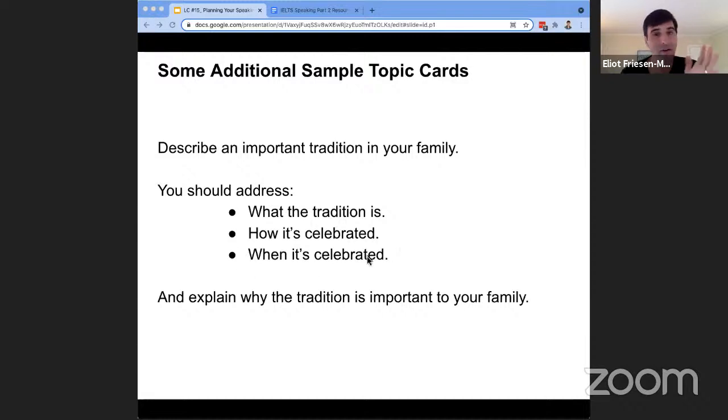When it's celebrated, that's a shorter answer, but the second bullet point in particular might require a little more detail. Why the tradition is important in your family, oh boy, now I have to give a more in-depth answer, right? And so that's what we're going to be looking at.